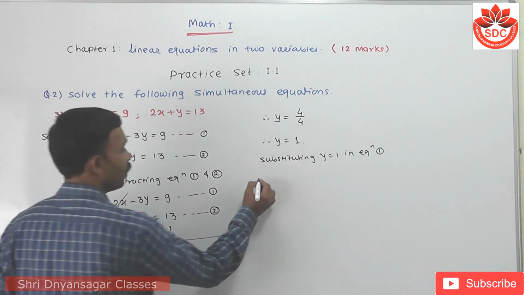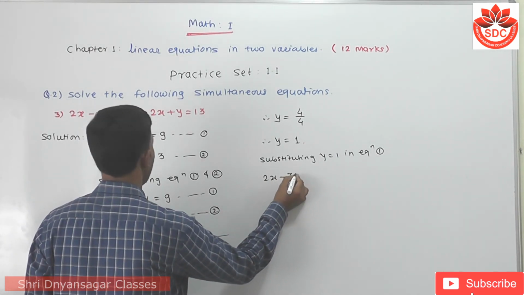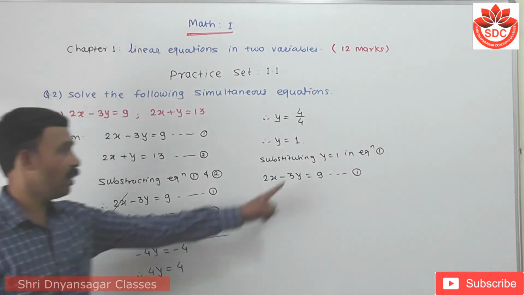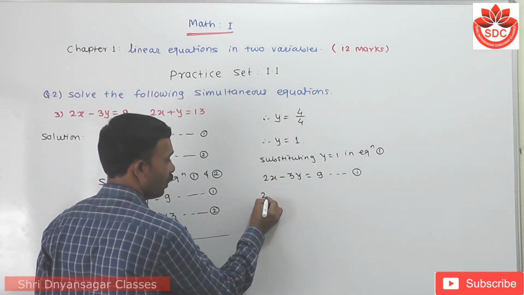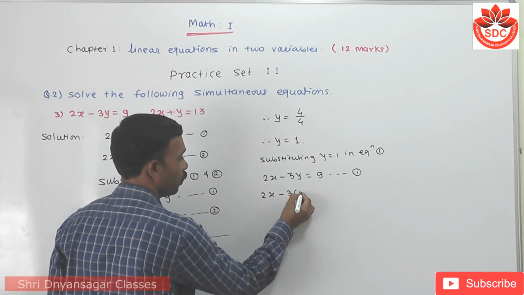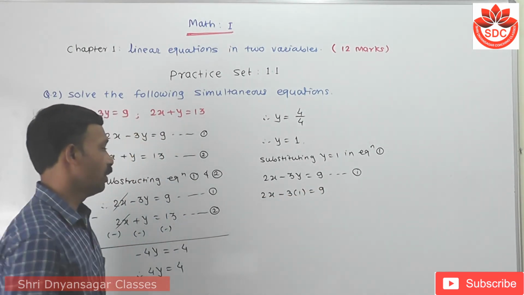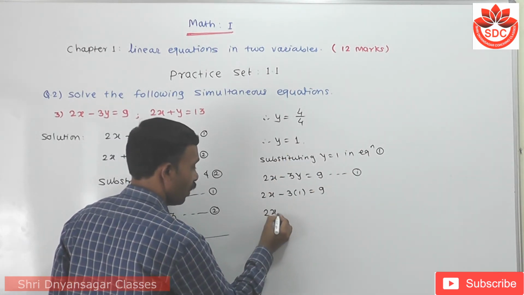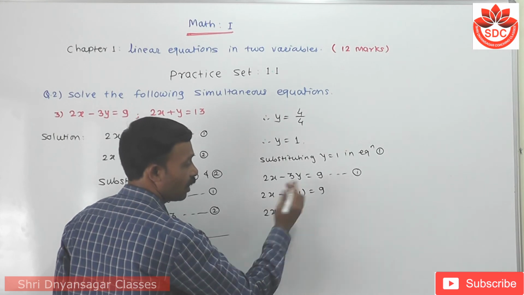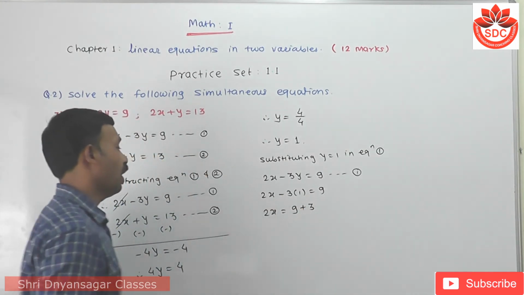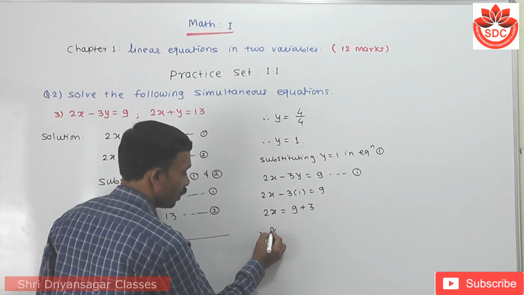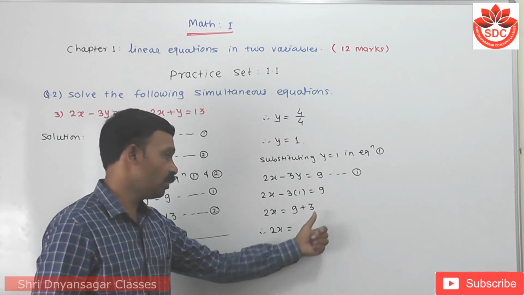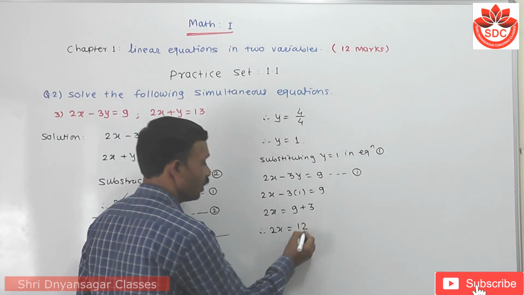Now the first one is 2x minus 3y is equal to 9. This is equation number first. When we substitute the value of y is 1, at that time we get 2x minus 3 into 1 is equal to 9. Then minus 3, transpose directly to this side. I have to write 9. This minus 3 converts to plus 3. Now then this 2x is equal to the addition of this 9 plus 3, which becomes 12.